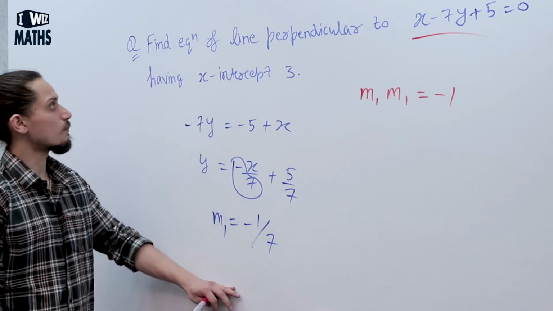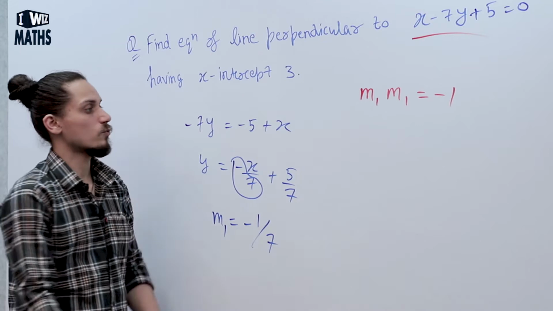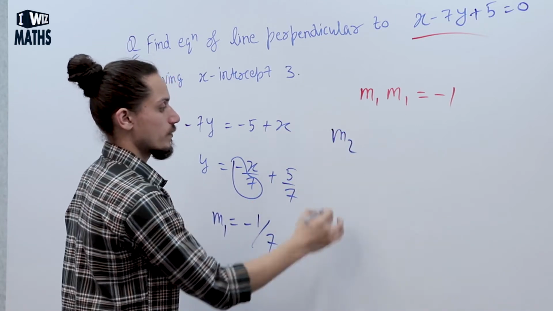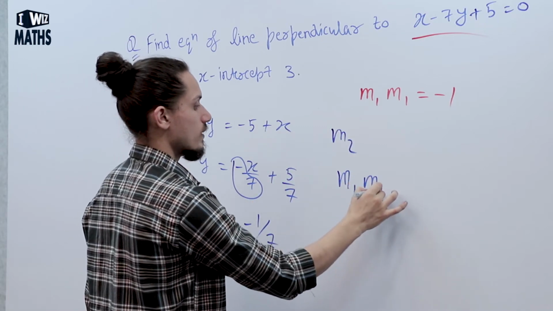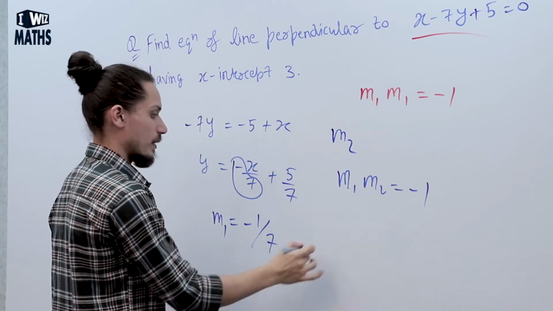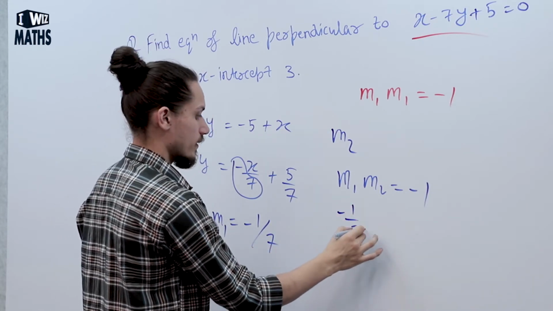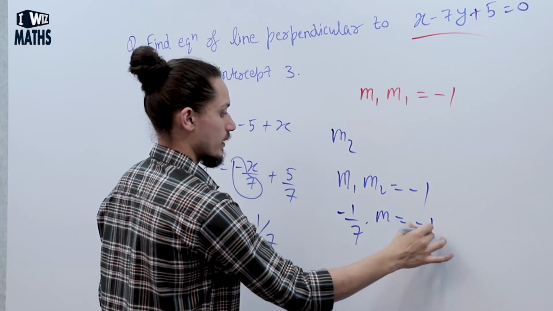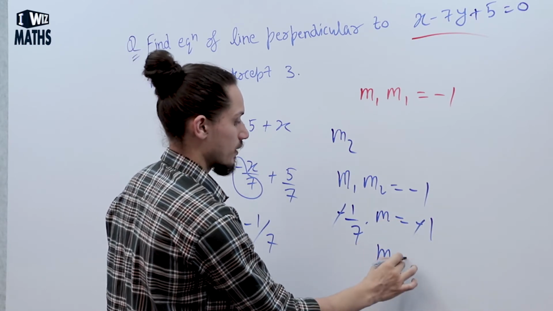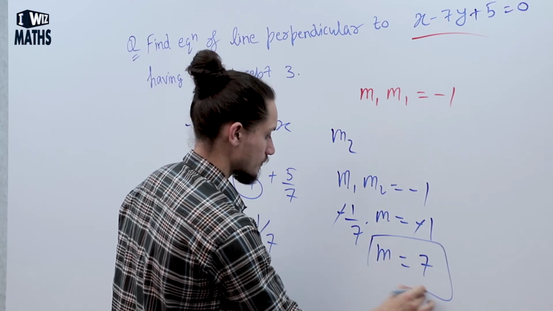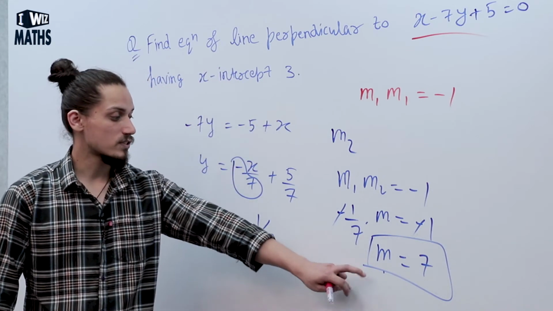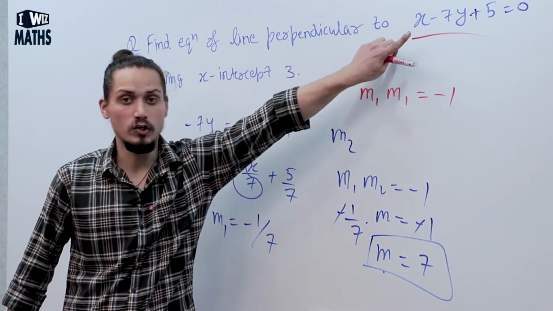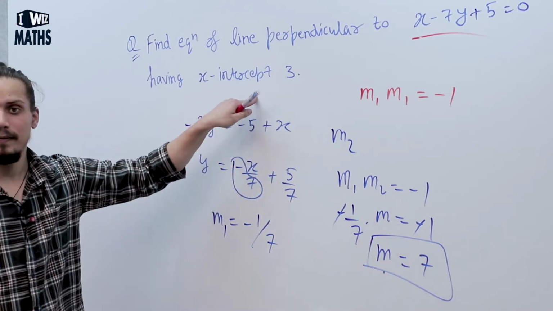मान लो जो लाइन इस लाइन के परपेंडिकुलर है उसकी स्लोप है m2 के इक्वल. So we know m1 into m2 is equal to -1. m1 हमारे पास -1 upon 7 into m2 is equal to -1. माइनस माइनस कैंसल, m की वैल्यू क्या जाएगी यहाँ पे 7. ये आ गया हमारे पास स्लोप ऑफ द लाइन which is perpendicular to this line. उसका इंटरसेप्ट भी हमारे पास है, x इंटरसेप्ट.